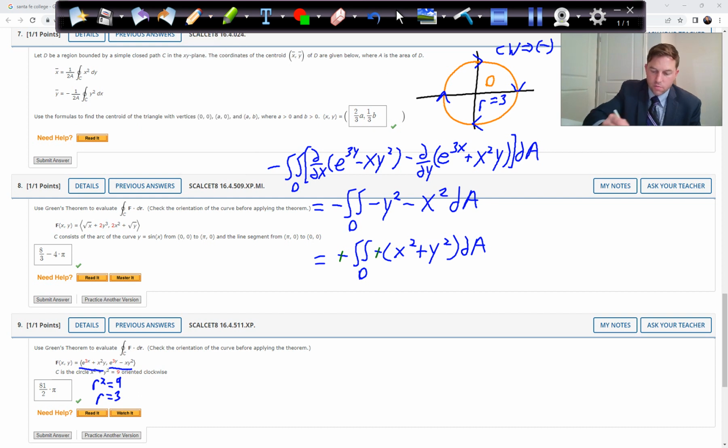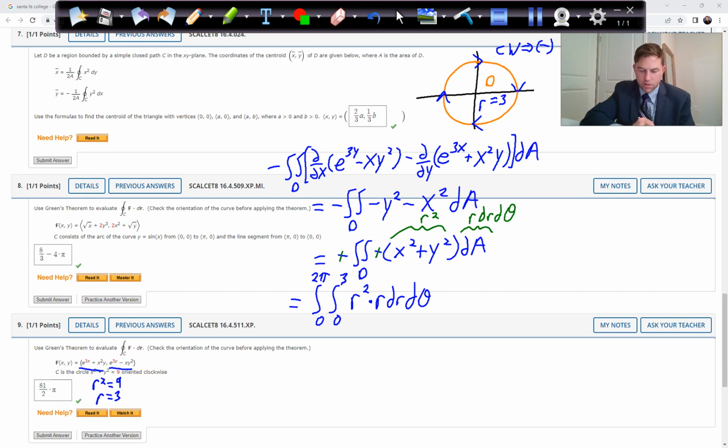And we can write x squared plus y squared as r squared. And we can change dA to polar coordinates, which would be r dr d theta, if you remember back to that lesson on polar coordinates. So this whole thing would become just r squared times r dr d theta, and r is going to go from 0 to 3, the radius of the circle, and theta is going to go from 0 to 2 pi, the entire 360 degrees around the circle. So we get 0 to 2 pi.